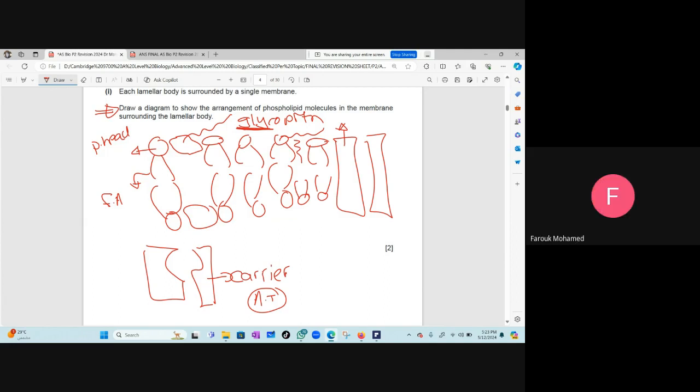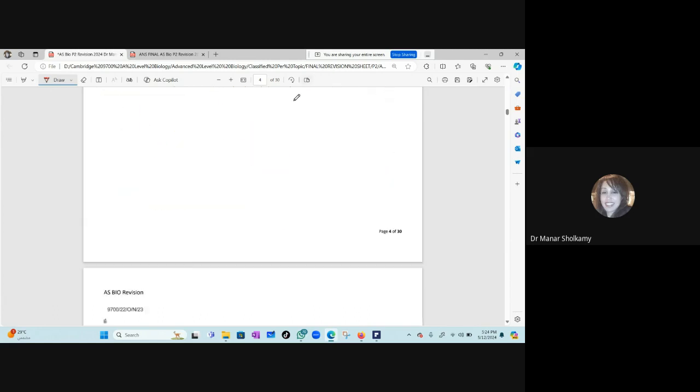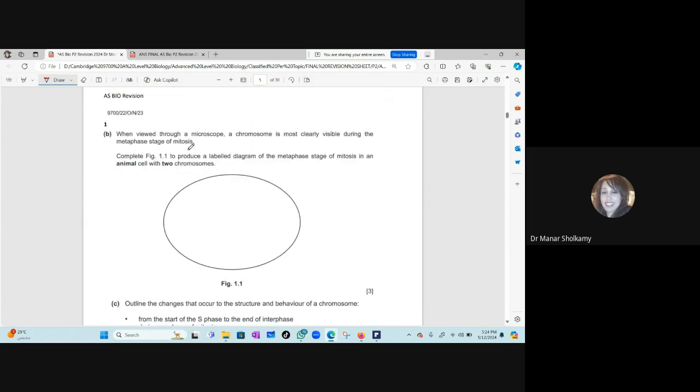To take in molecules against a concentration gradient. Conformational changes. Yes, conformational change. Good. Okay. Now, here they want you to draw.